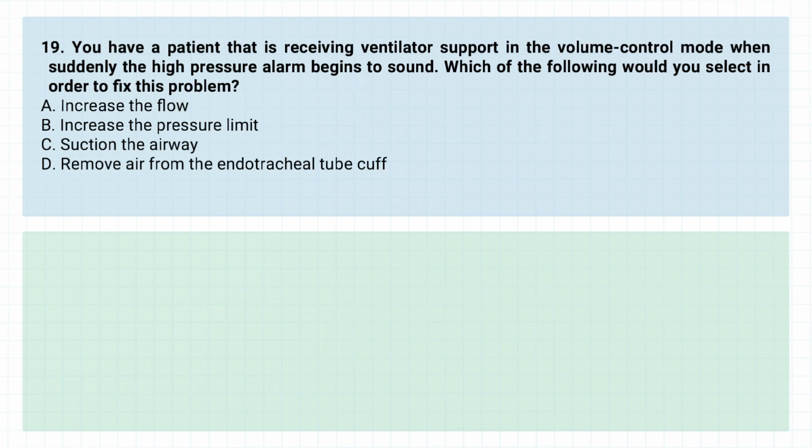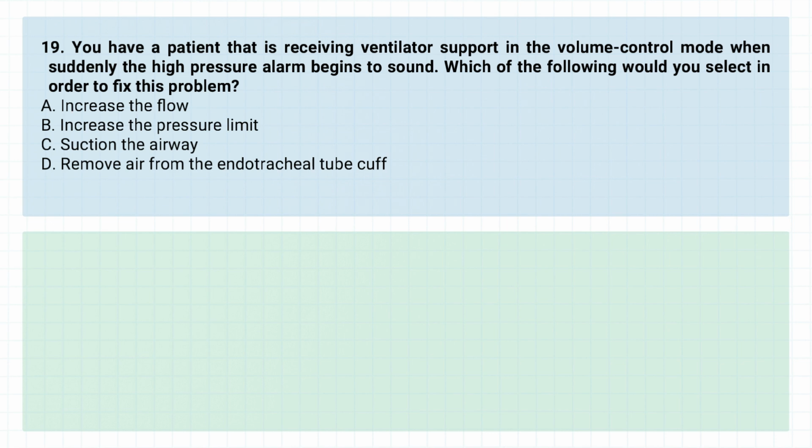Number 19. You have a patient that is receiving ventilator support in the volume control mode when suddenly the high pressure alarm begins to sound. Which of the following would you select in order to fix this problem? A. Increase the flow. B. Increase the pressure limit. C. Suction the airway. D. Remove air from the endotracheal tube cuff.